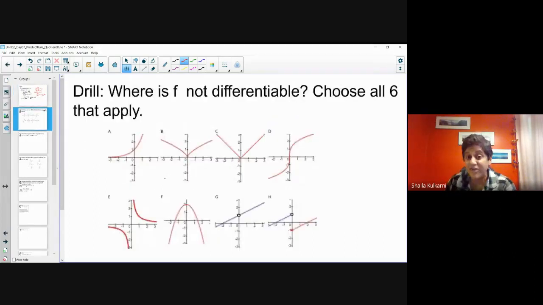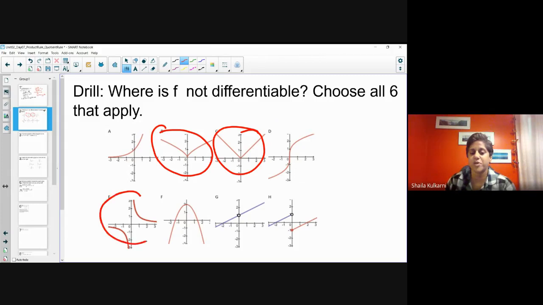We did graphical. F is not differentiable. So again, it's basically saying, where is F not differentiable? Choose all 6 that apply. On which roller coasters are you going to die? You are definitely going to die on this one. You're definitely going to pass away here. You're definitely going to fall apart there.